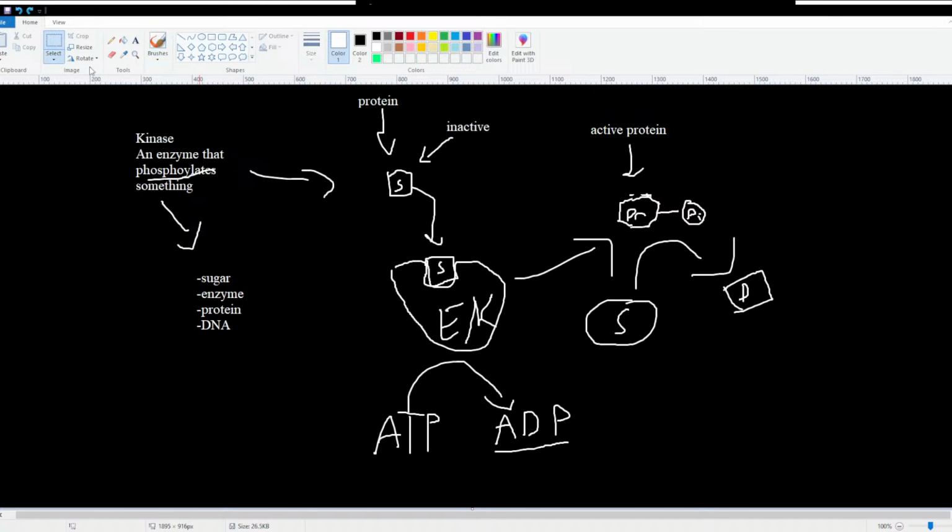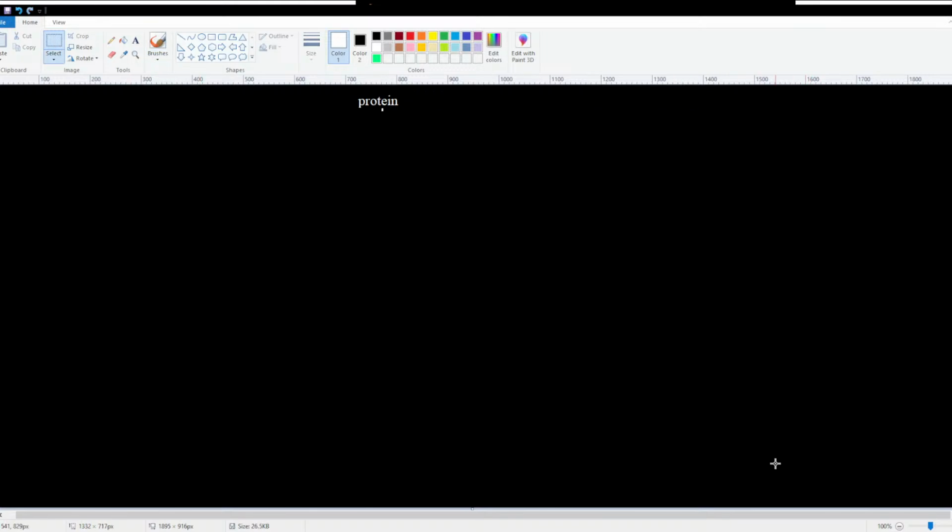Okay, now we can talk about lipid hormones versus steroid hormones. Let's look at an example of a lipid hormone. Let's search up estrogen.